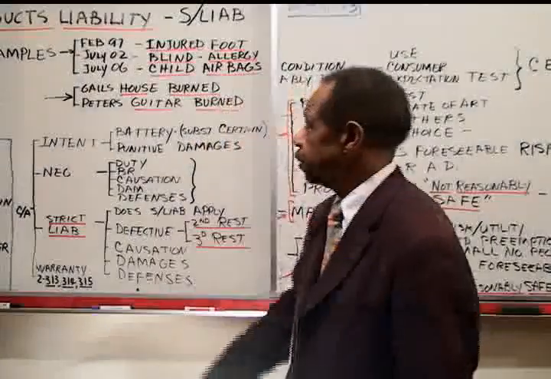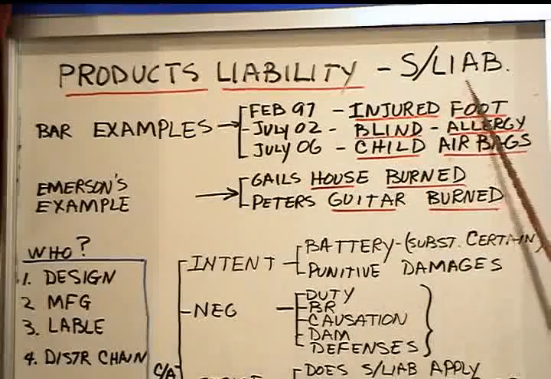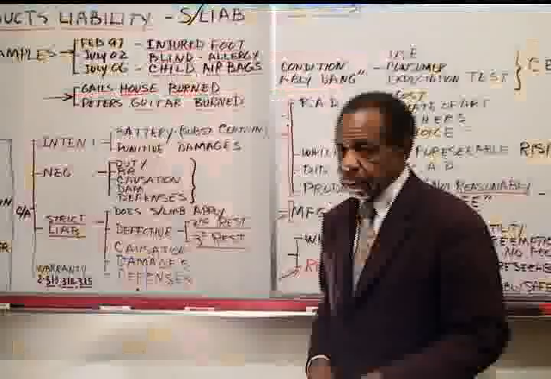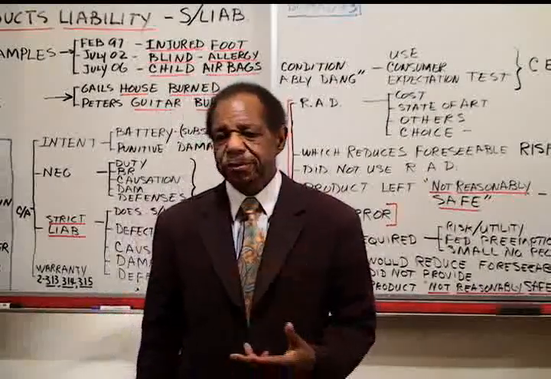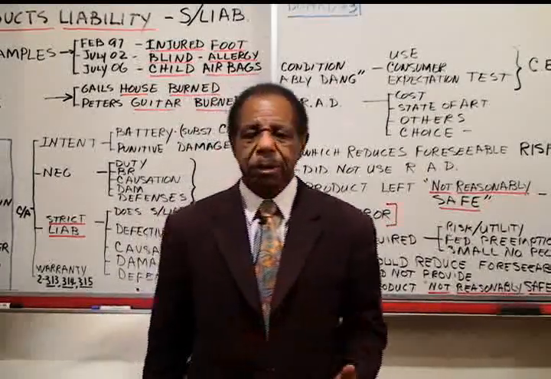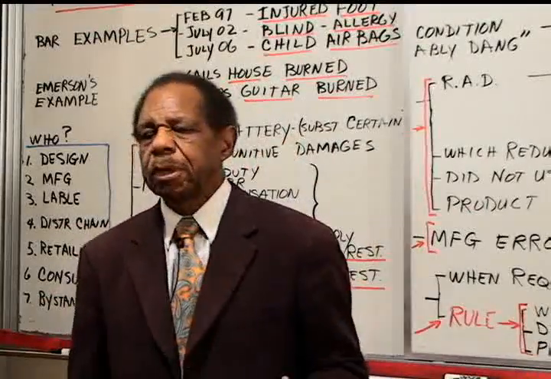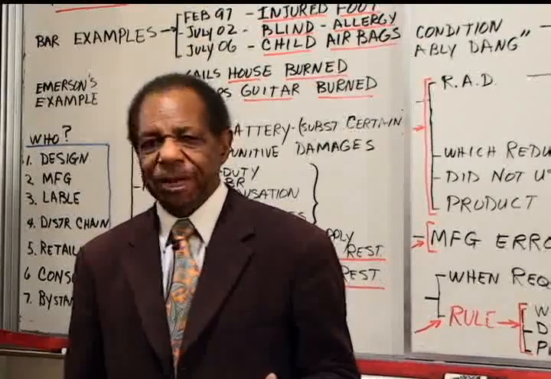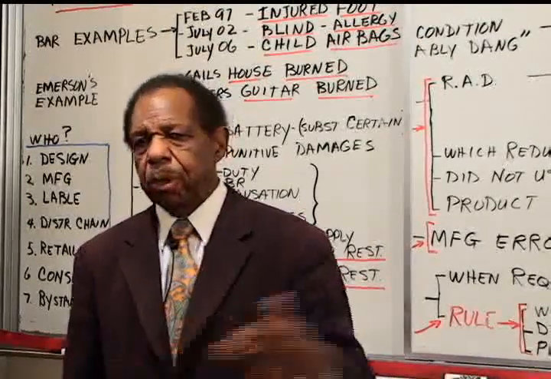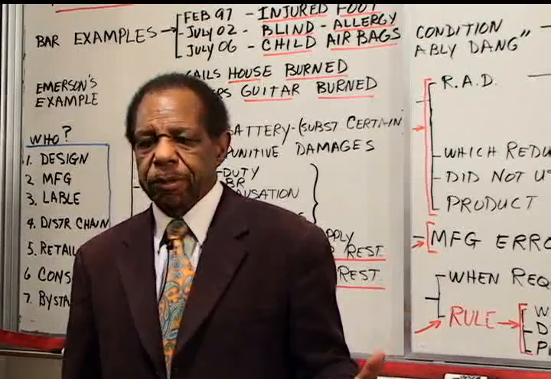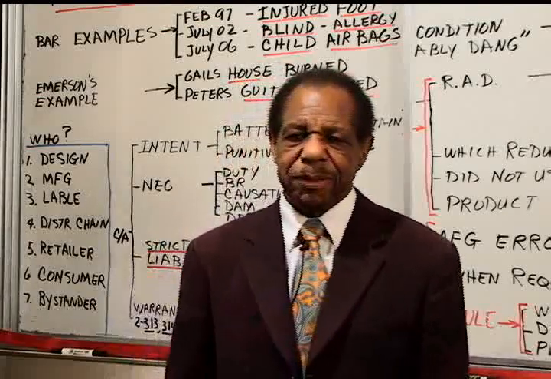This is a lecture on products liability, in particular the strict liability aspects of it. Now, in this lecture, I'm going to do two things. I'm going to tell you about strict liability for products liability, and secondly, I'm going to go through the analysis of several fact patterns so that we get used to seeing how to do the analysis using all of the mechanisms for products liability, all of the theories for recovery for products liability.